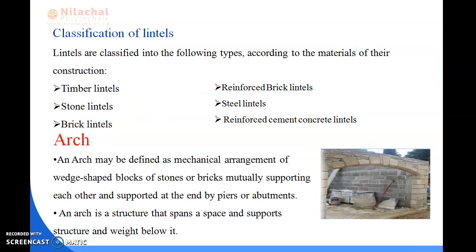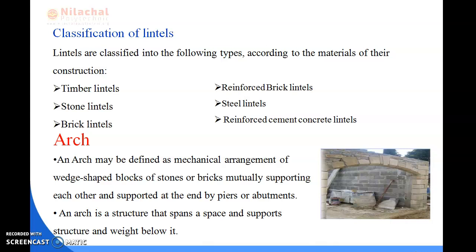So next, what are the classifications of the lintel? Lintels are classified into the following types. There are 6 types of lintels according to the materials of construction. First is timber lintels, stone lintels, brick lintels, reinforced brick lintels, steel lintels, and the last one is reinforced cement concrete lintels. Okay, so these are the classifications of the lintels according to the materials of construction.